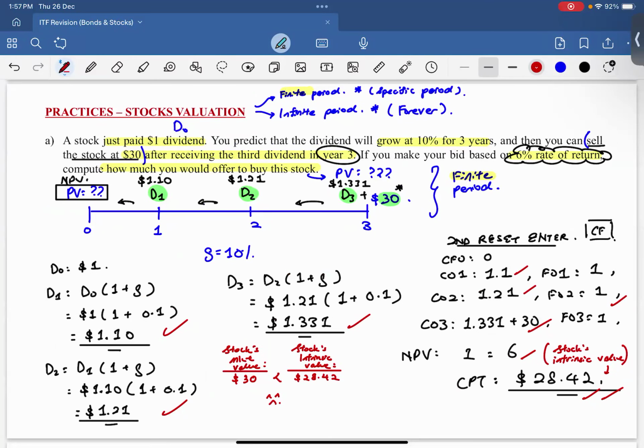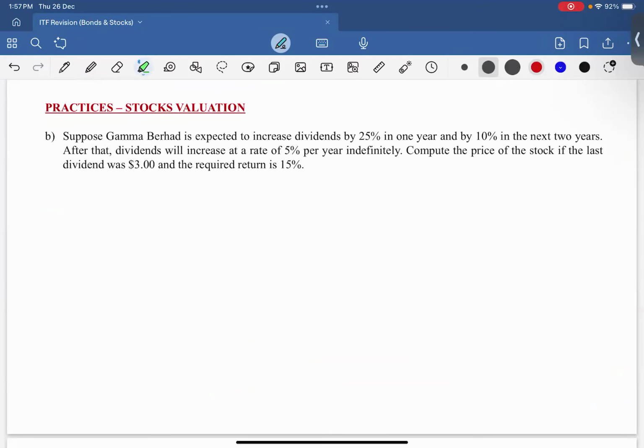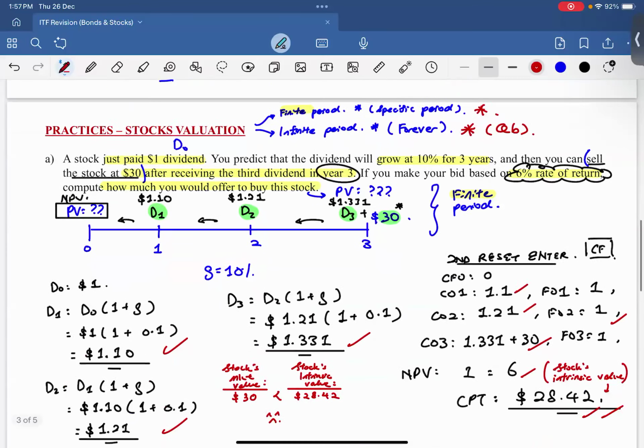So the tricky part for this question is that it's for a finite period. Finite periods. Okay, next question. Question B. Suppose Gamma Berhad is expected to increase dividend by 25% in 1 year and by 10% in the next 2 years. After that, dividends will increase at a rate of 5% per year indefinitely. So this is an infinite period.